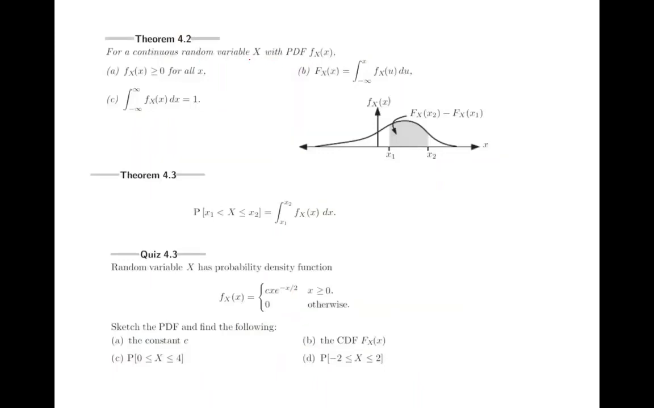For any continuous random variable, the PDF is a positive number for all x. It cannot be negative. The integral of the PDF should be 1, which means that the area under the PDF is unity. And as we have already given in the previous slide, the CDF can be derived from the PDF through this integration.